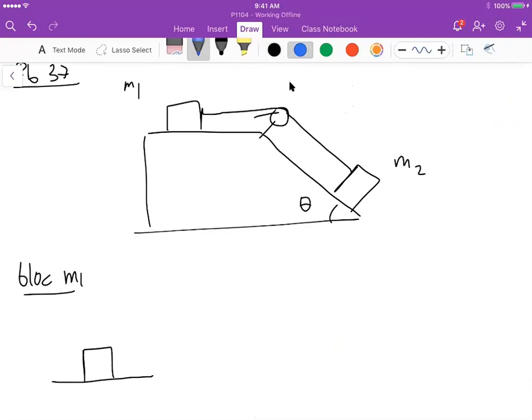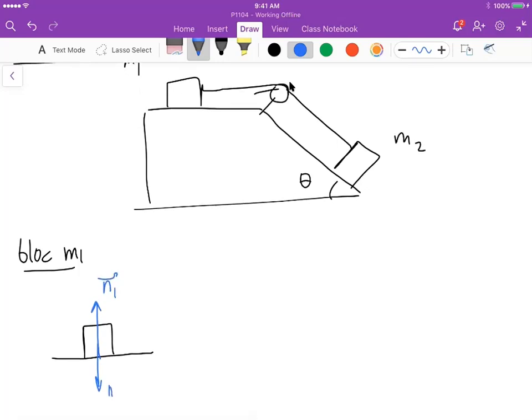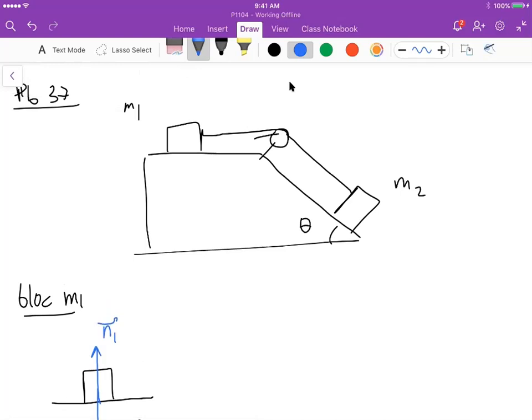So again, we have nothing surprising for the weight. We have the normal acting on the block by the surface, so let's call this N1. Of course, this is the weight M1G. Let's suppose that the system is moving downward. In other words, since M2 is greater than M1, let's assume that M2 is moving downward like that, and so this is A2, and M1 moves then to the right, so this is A1 basically.